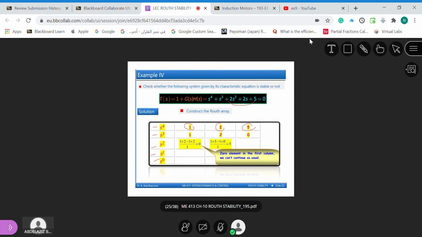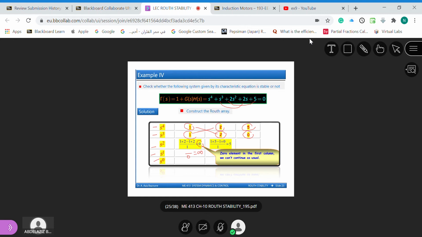For s cubed, we have 1. We jump the 2, we will get 2 here, and then we will have 0. To calculate the element here, 1 multiplied by 2 minus 1 multiplied by 2, divided by 1, will be 0. So next here, we are going to divide by 0, and this one will give us infinity. So this is a problem here. 0 element in the first column.